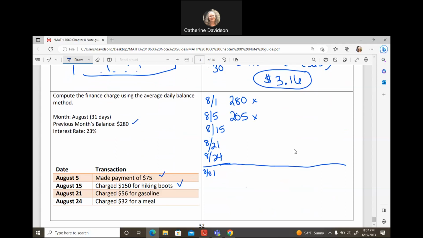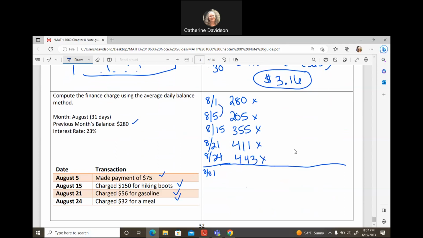Then we charged $150 for hiking boots. So what does that do to the balance of the card? It increases it. Then we charged $65 for gasoline, $56. Just pay attention, it's $4.11. And then we charged $32 for a meal. So that's $443.